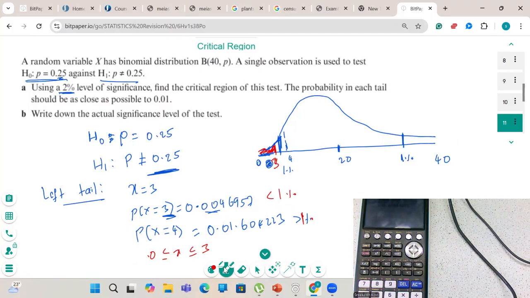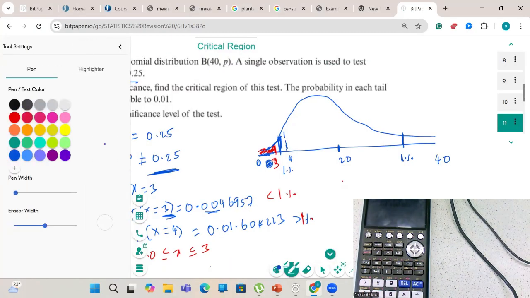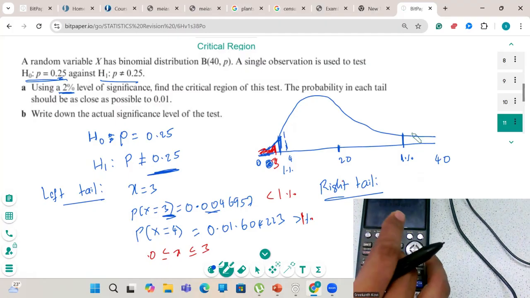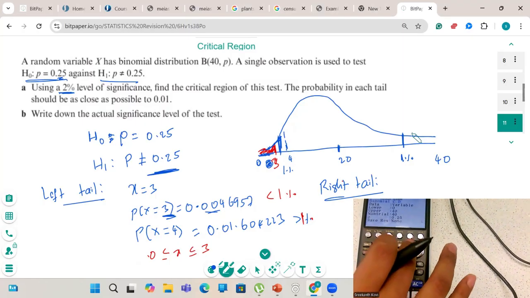And the right tail now. When you go to the right tail, we have done one question already on right tail. Still we'll complete this question. So I'm writing right tail. So again, when it's right tail, you know that we will see starting from what value until 40 is less than 1%. So we know that we are checking until 40.